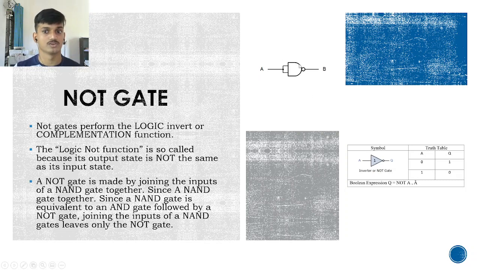So how do we implement it using a NAND gate? We have used this technique on the previous AND and OR gates too. So when we pass A twice, what happens in a NAND gate? That is A dot A, and we know that A and A is A, and when we take the complement of that, we get A bar, and that's how a NAND gate results in NOT gate functionality. So let's go to the implementation of a NOT gate.